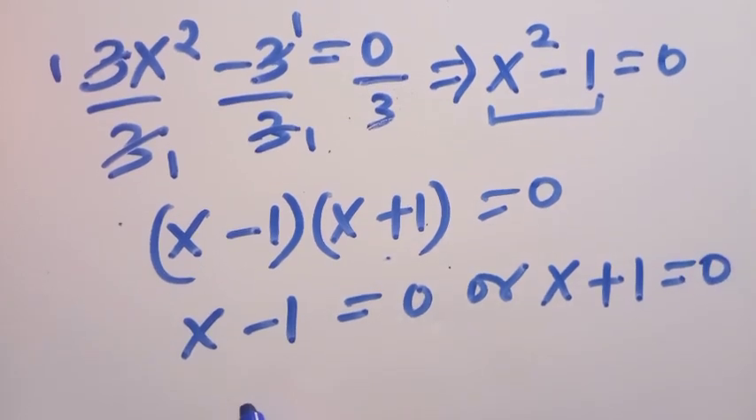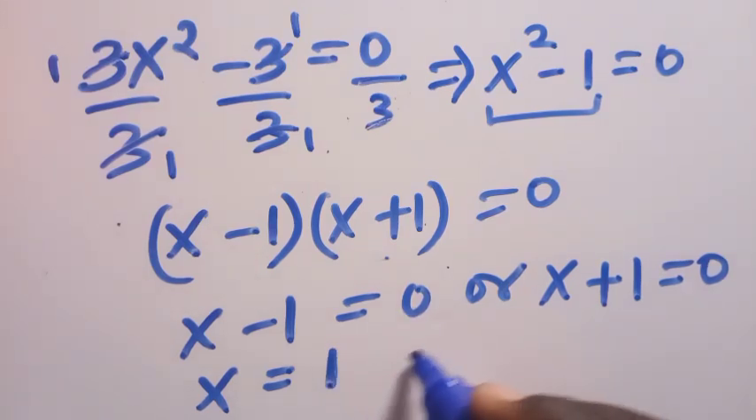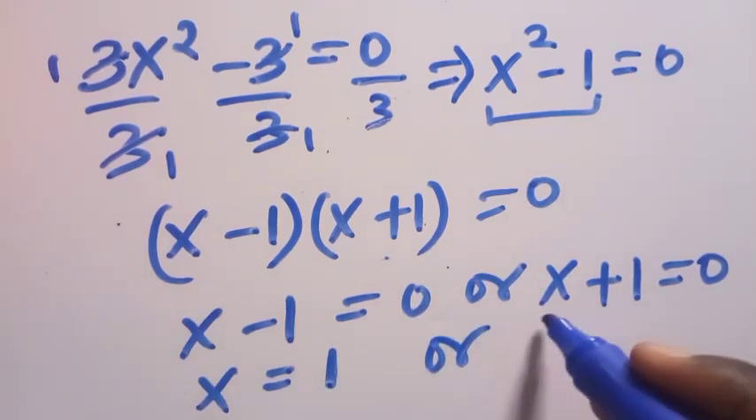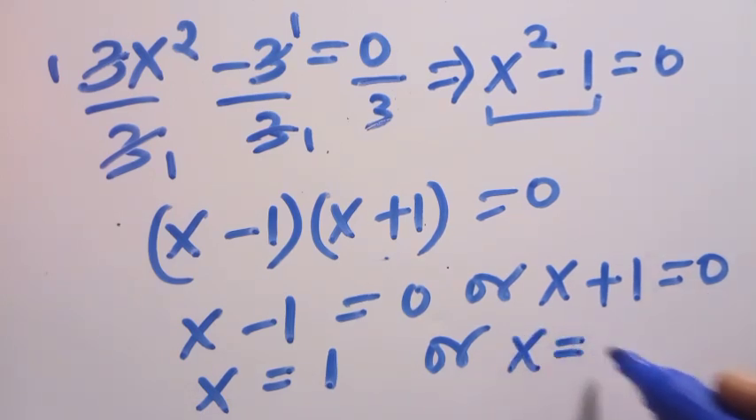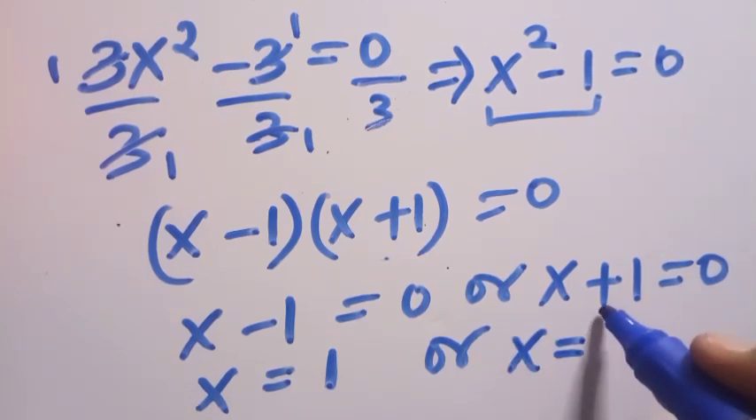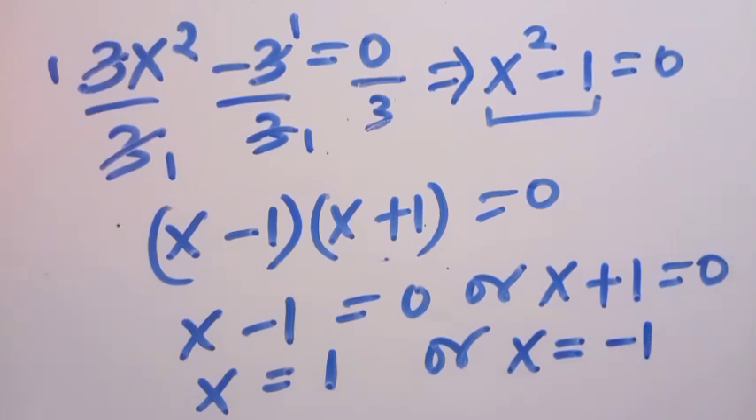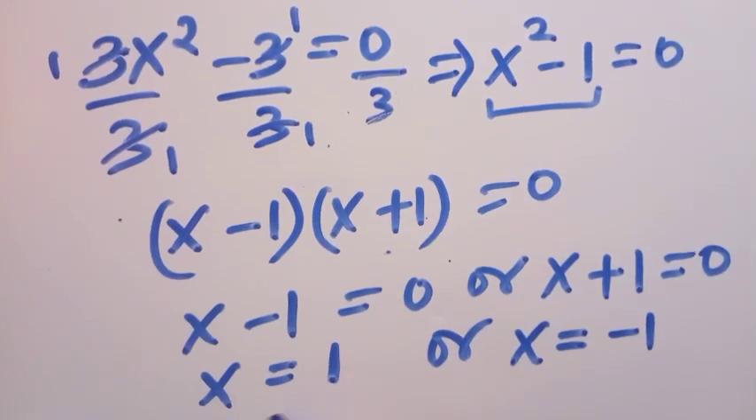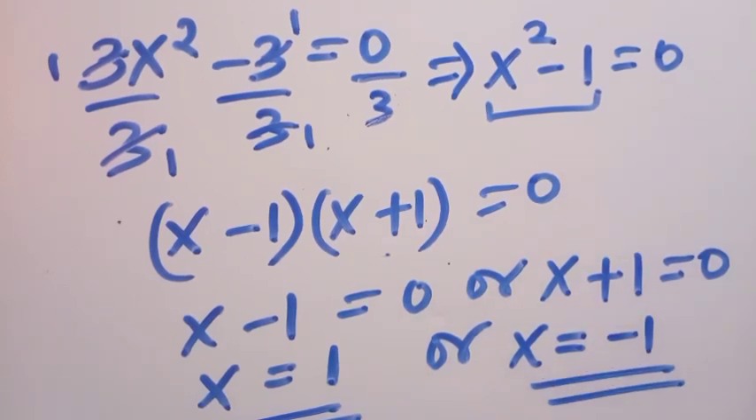Now, in this case, if we take 1 to the other side, x will be positive 1. Or, in this case, x plus 1 equals 0. If we take 1 to the other side, because it is positive at this point, it will be negative on the other side. Now, the value of x is either 1 or negative 1.